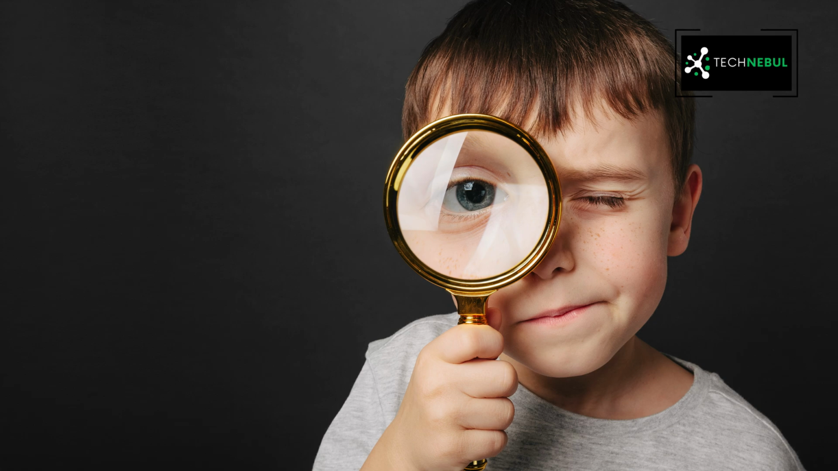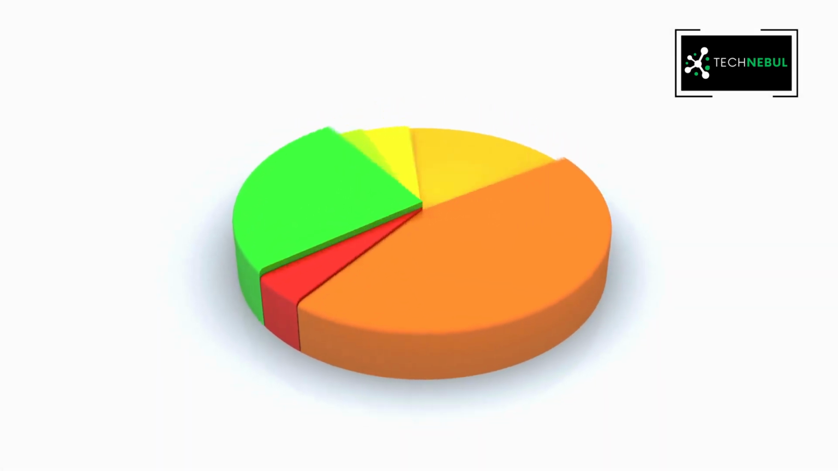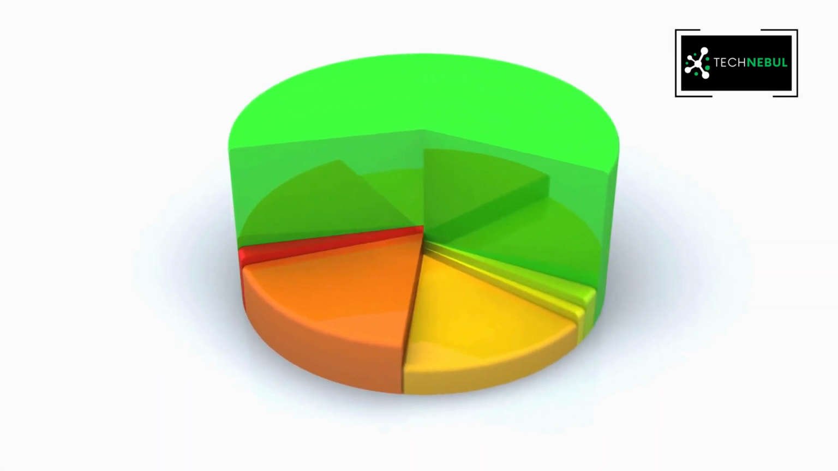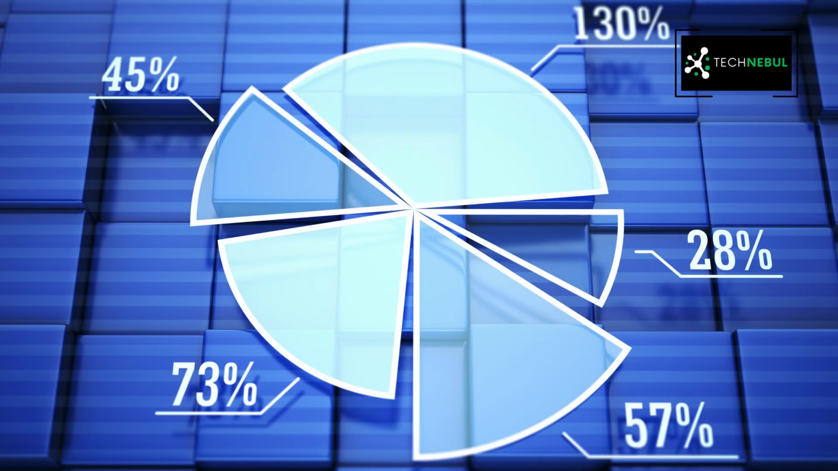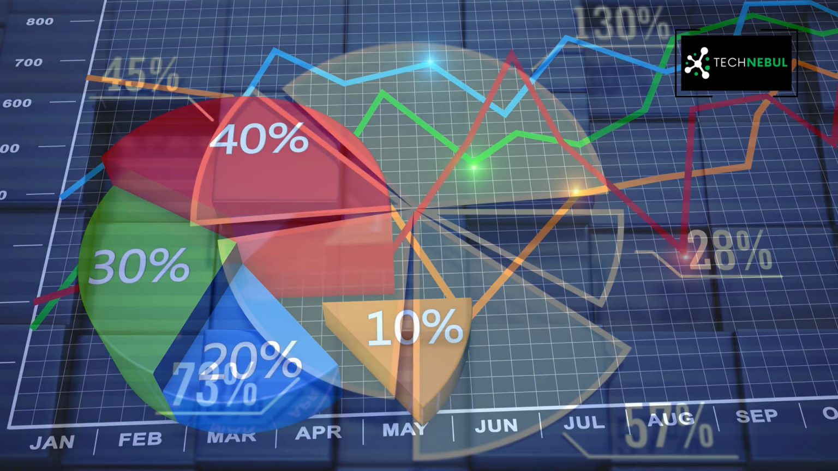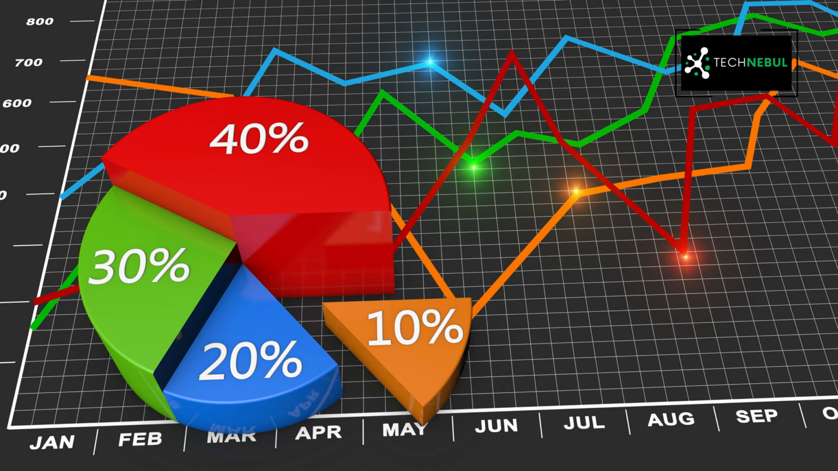Pie charts are particularly effective when you want to emphasize the relative proportions of different categories. They provide a clear visual representation of how each category contributes to the whole, making it easy to see which categories are most significant. However, it's important to use pie charts judiciously, as they can become cluttered and hard to read if there are too many categories.